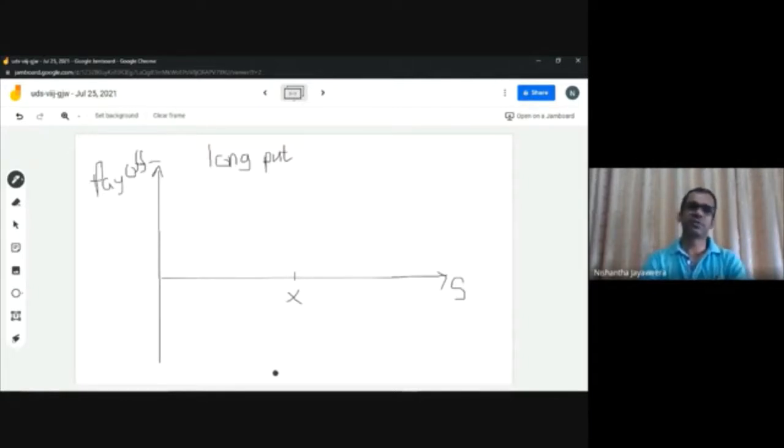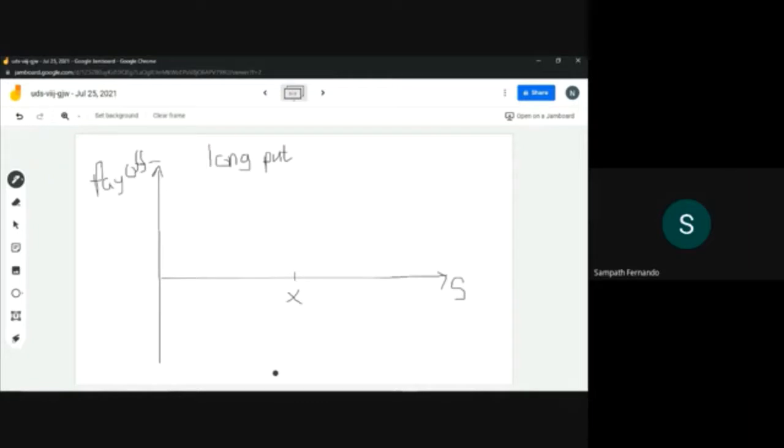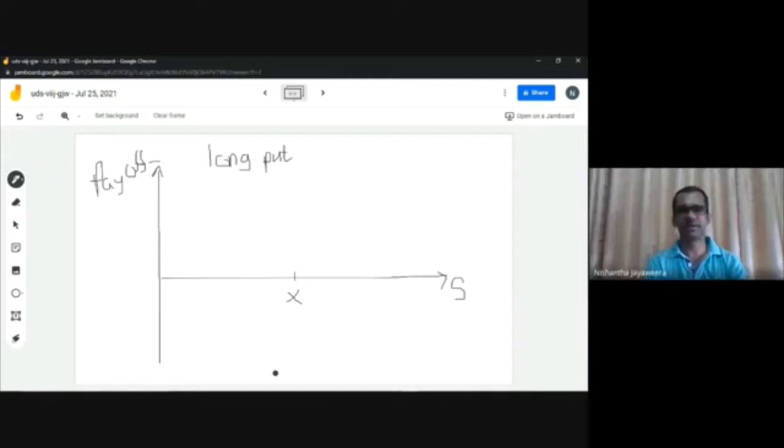The spot price is less than the strike price. You have a long put option. That means you have bought the put option. What do you do? We exercise. You exercise your right. So then what would happen? You get the difference between strike price and the spot price.